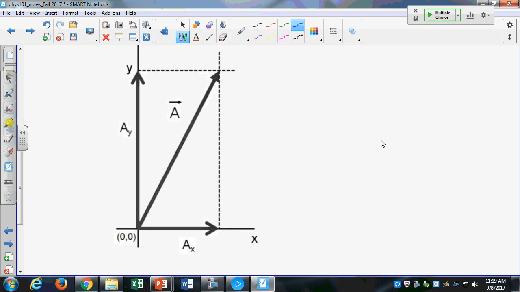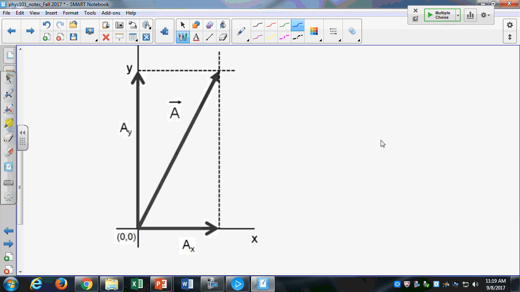If I have a vector A, and vector A looks like this. It goes from the origin up to some point. There are projections of that vector onto the x and y axes. And we call those projections the x and y components. You can think of it as a shadow. I like to think of it as a shadow.